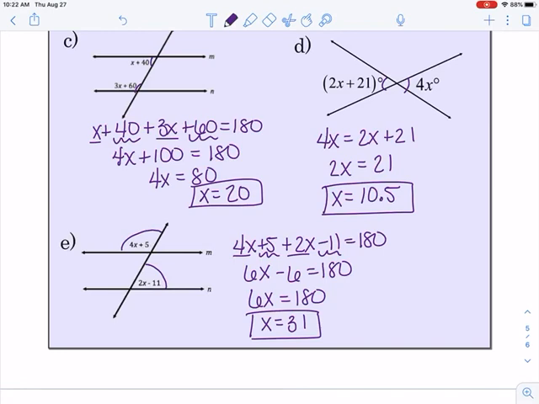Okay, again, please make sure that you're playing along with your calculator. Check all your work against mine. Make sure you're getting the same answers that I am.